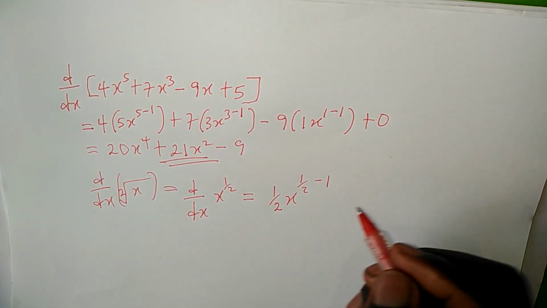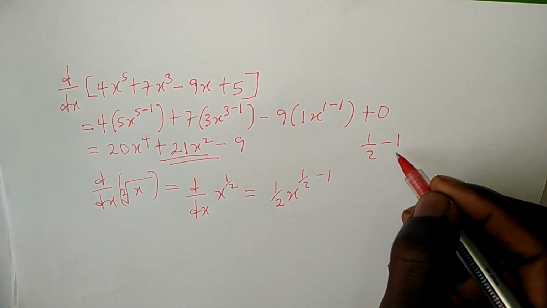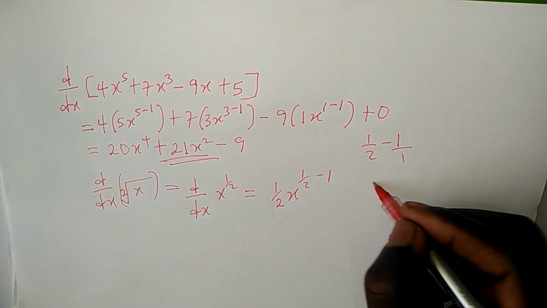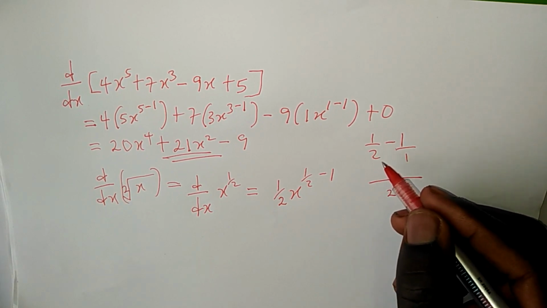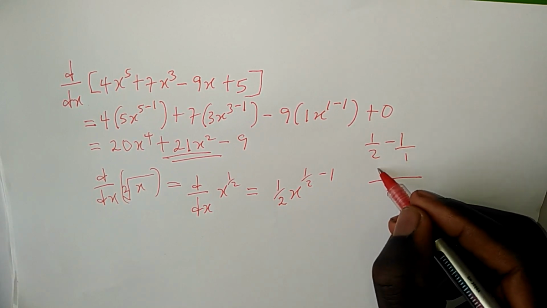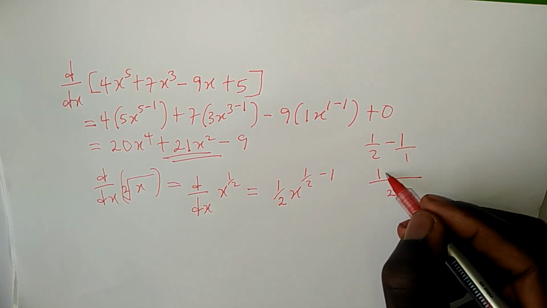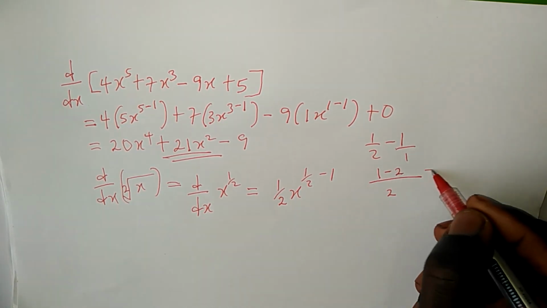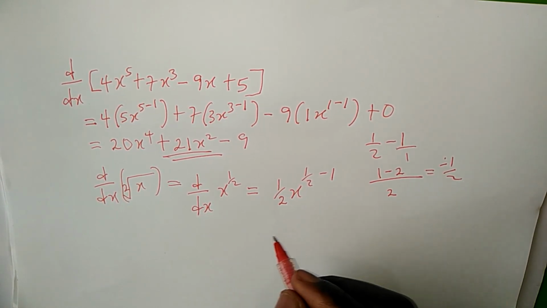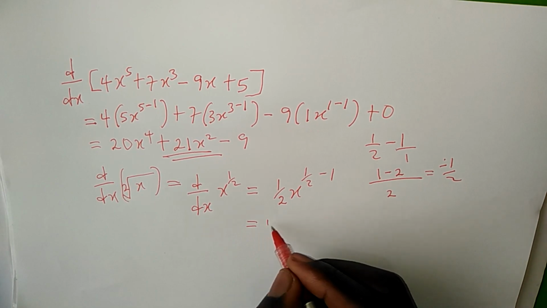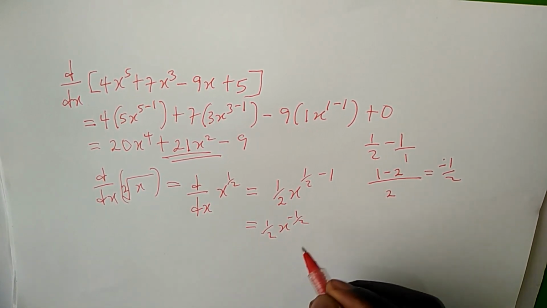Now, we want to find 1 over 2 minus 1. So we'll put 1 there. We'll put 2. 2 divided by 2 is 1. 1 times 1 is 1. 2 divided by 1 is 2. 2 times 1 is 2. So we put a minus sign, put 2. Therefore, our answer will be what? Minus 1 over 2. Therefore, we say 1 over 2 x to the power minus 1 over 2.